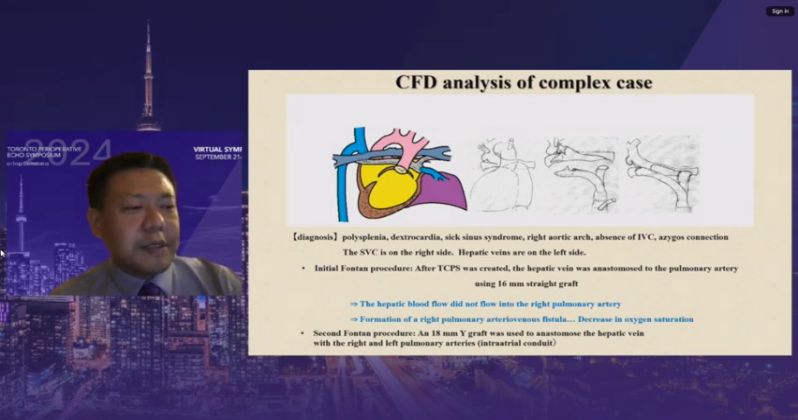But the hepatic flow did not flow into the right pulmonary artery, leading to the formation of right pulmonary arteriovenous fistula. In the reoperation, an 18 mm wide graft was anastomosed from the hepatic vein to each of the left and right pulmonary arteries. Next slide.